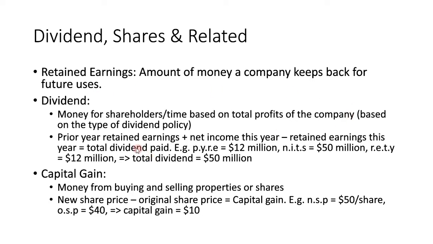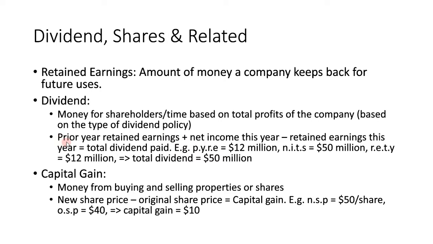Again, it's based on the type of dividend policy, and this equation right here, money for shareholders divided by time based on total profits of the company, is just for the constant and the residual dividend policy. The stable dividend policy is just the money is going to be the same all year round.